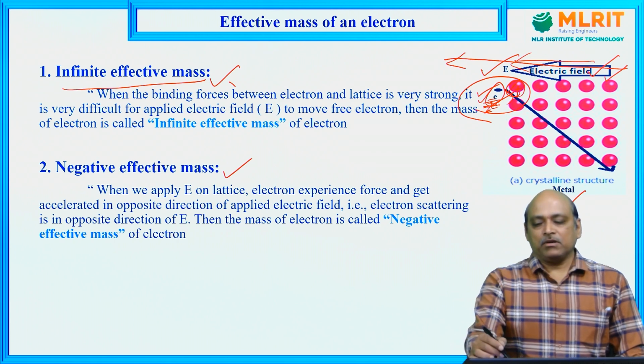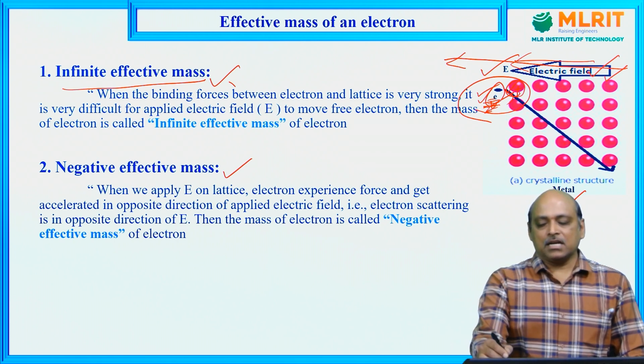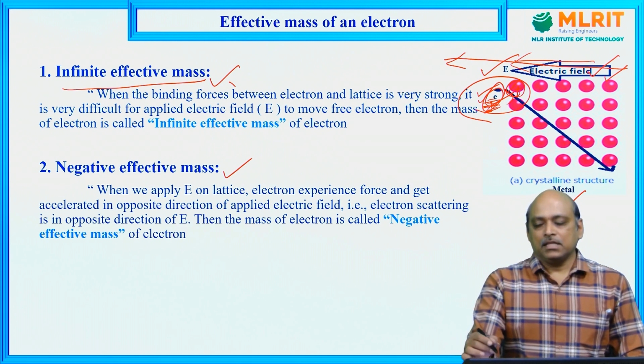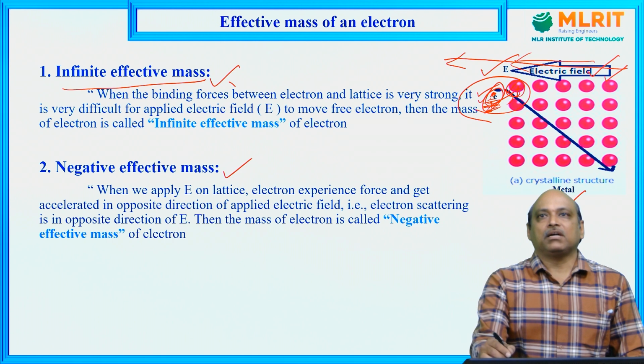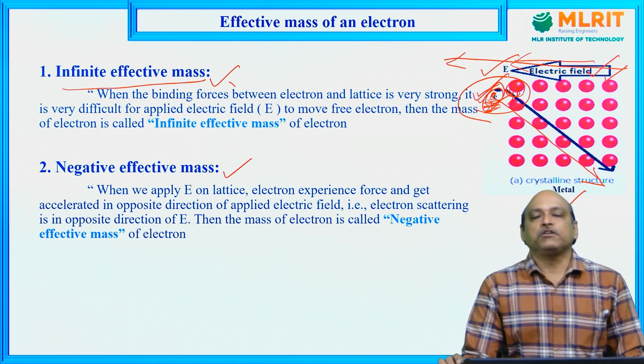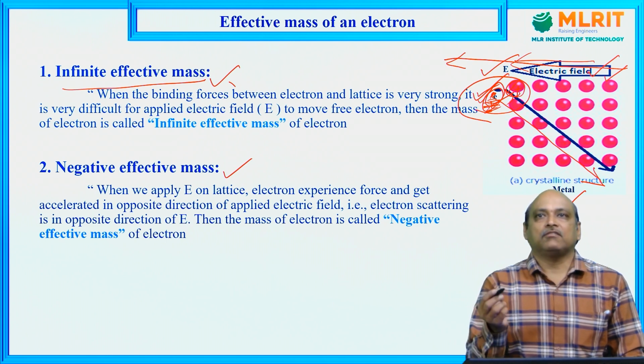But when you apply the electric field in that direction, the electron is experiencing force in the opposite direction. Due to that, the entire mass of electron is moving in the opposite direction of the applied electric field. If the mass of electron is moving in the opposite direction of the applied electric field, then in such a situation, the effective mass of electron is called negative effective mass of electron. The entire mass of electron is moving in the opposite, negative direction of the applied electric field.